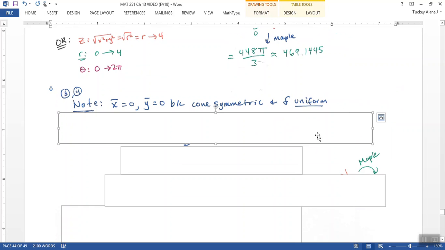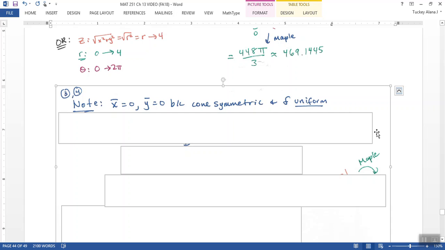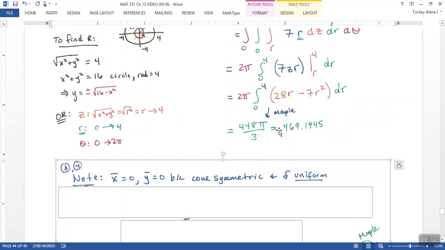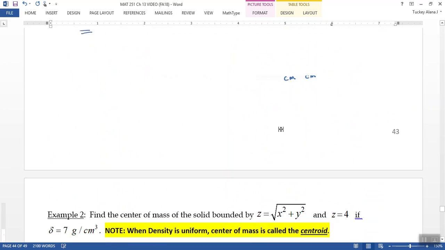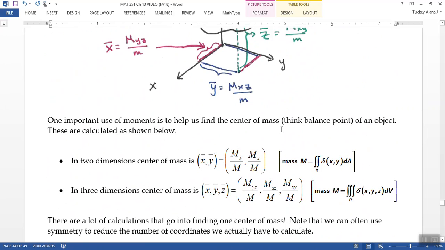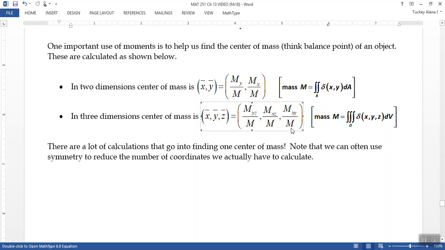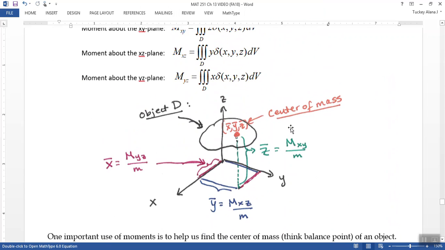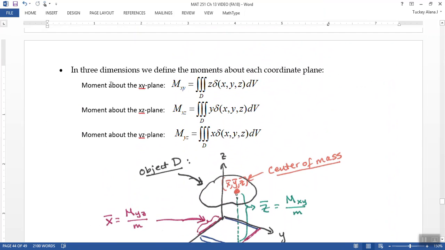So because of both of those two factors existing, we're going to have x bar 0 and y bar 0. So that means all we have to find is z bar. Okay, z bar is mxy divided by m. So let me go back up real quick. Sorry. Yeah, so mxy divided by m, right? Where mxy is the moment in the xy plane, or about the xy plane.